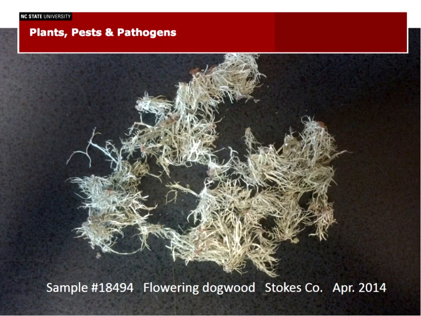Now remember that these are not causing damage to the tree. They're just using that for support. They are a combination organism of an alga and a fungus. However, they may indicate that there is some other kind of stress on this tree, a little extra light getting through the canopy and so on, allowing the lichens to thrive.